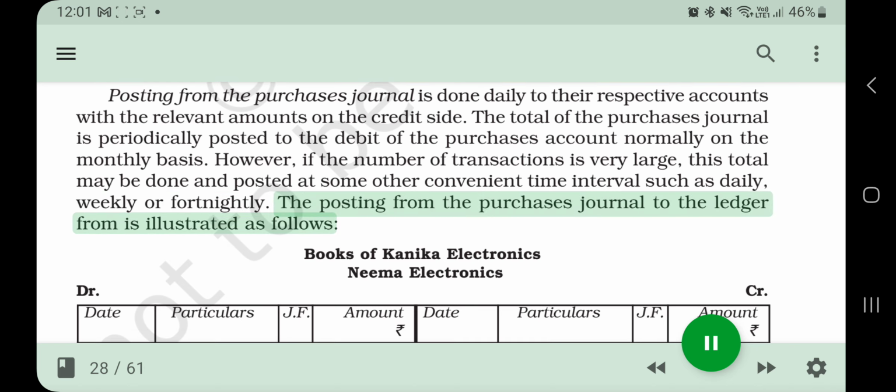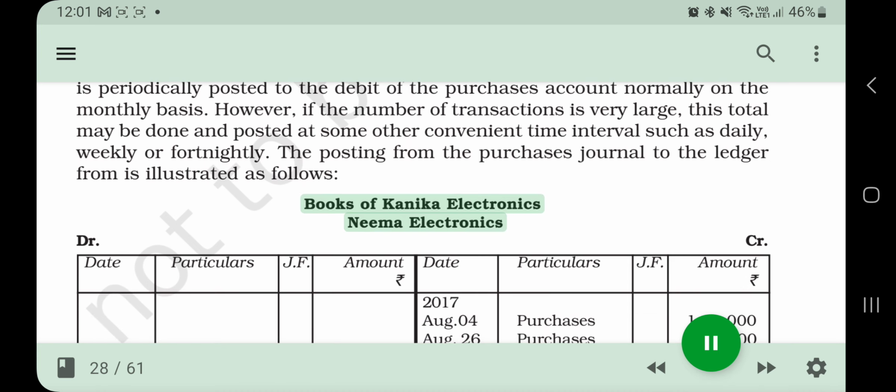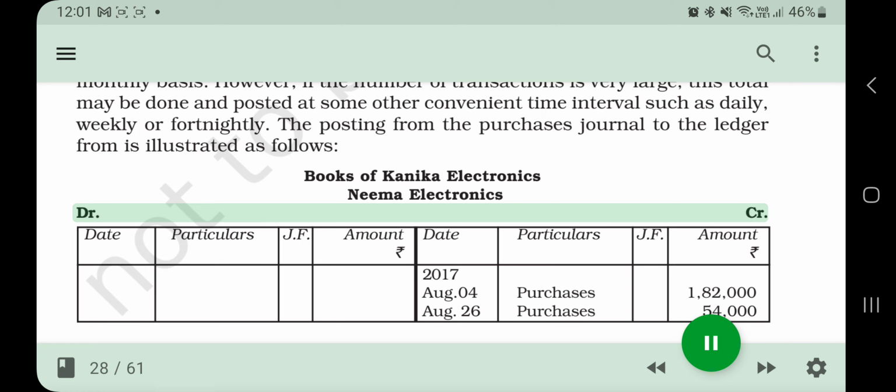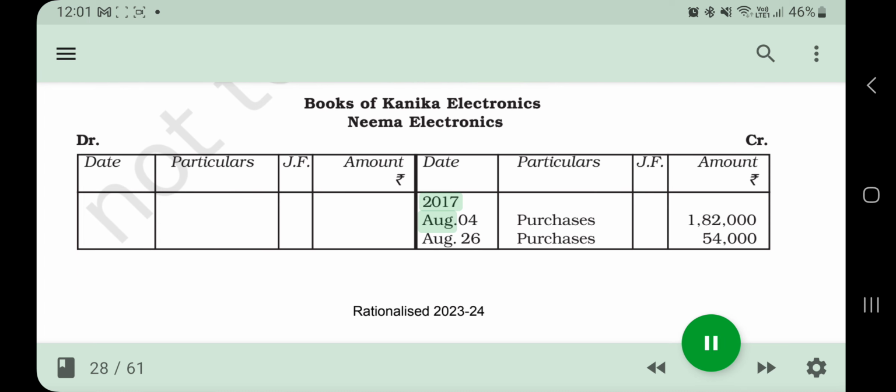The posting from the Purchases Journal to the ledger is illustrated as follows. Books of Kanika Electronics, Nima Electronics. Dr., Cr. Date, particulars, JF, amount, date, particulars, JF, amount.